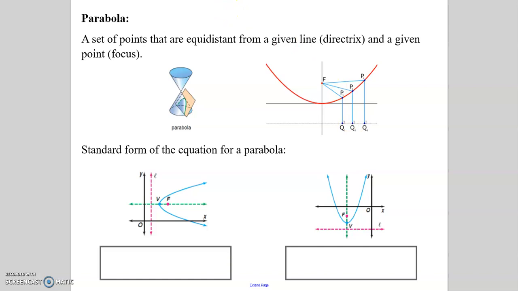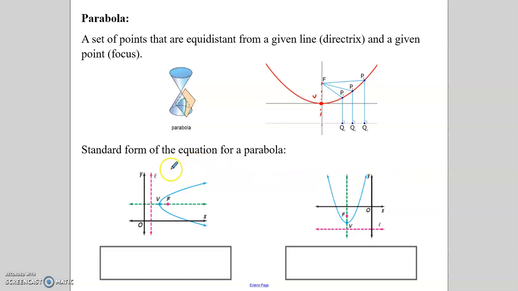And then there's this special point right here called the vertex, and that point is also equidistant from the directrix and the focus, and you can see it's exactly halfway in between them.